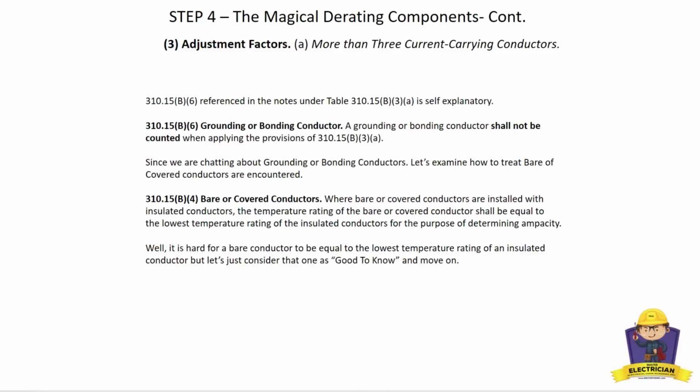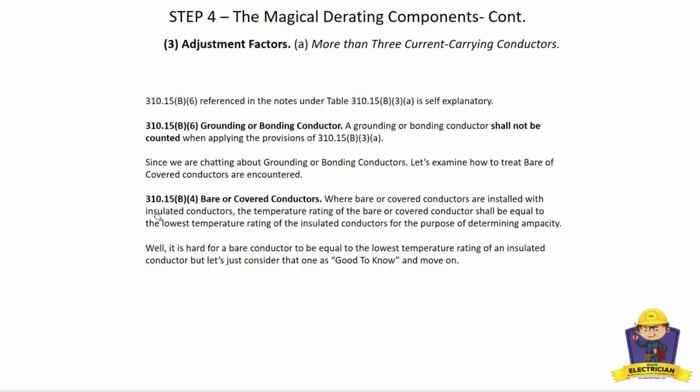All right, so let's see here. Now, let's talk about 310.15(B)(6), because we just talked about (B)(5). 310.15(B)(6) is pretty simple to look at. Basically, it's saying, look, the grounding and bonding conductors, you don't count those when you're counting the provisions of 310.15(B)(3)(a) because they're not current-carrying conductors. They're bonding and grounding conductors, so I don't have to account for those.